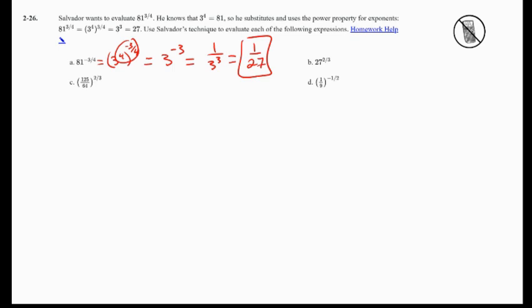So 27, I want to make that 3 to the power of 3, because 3 times 3 times 3 is 27. And then when I use the power property, I multiply those and I just get 3 squared, which is 9. Third one here, a little bit trickier.